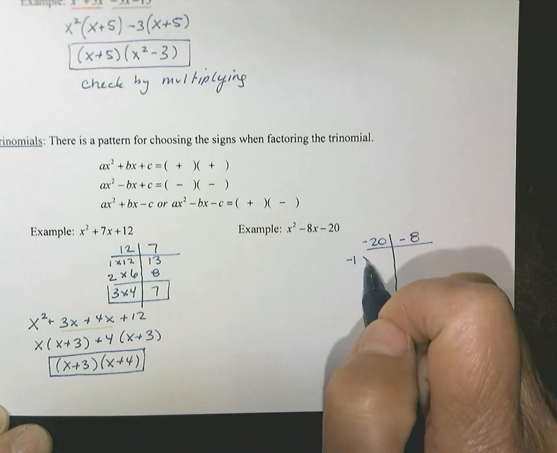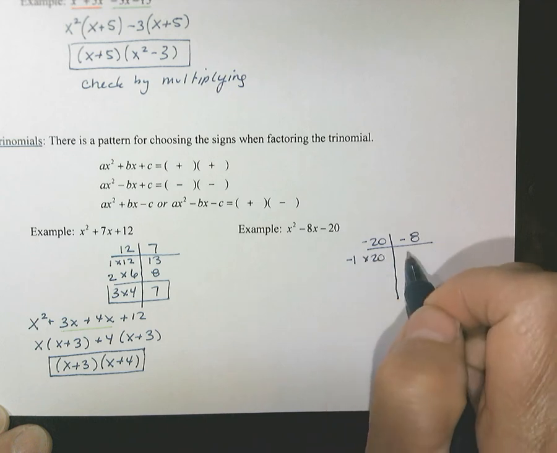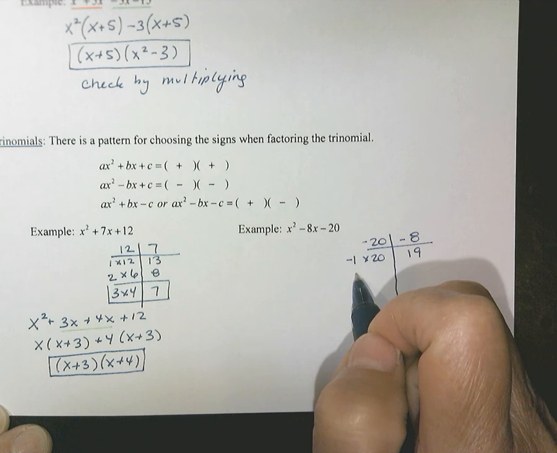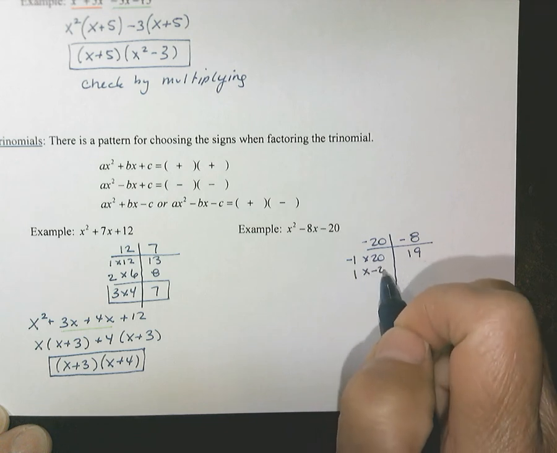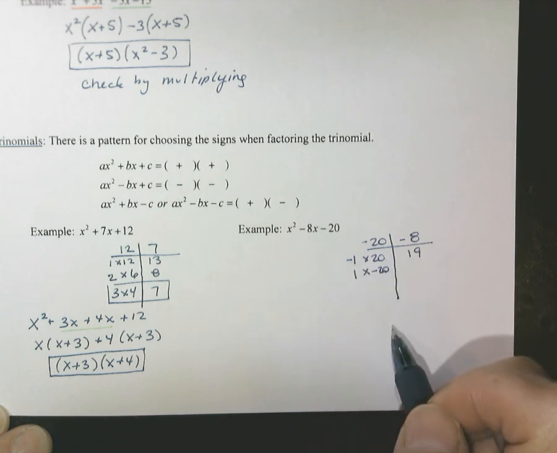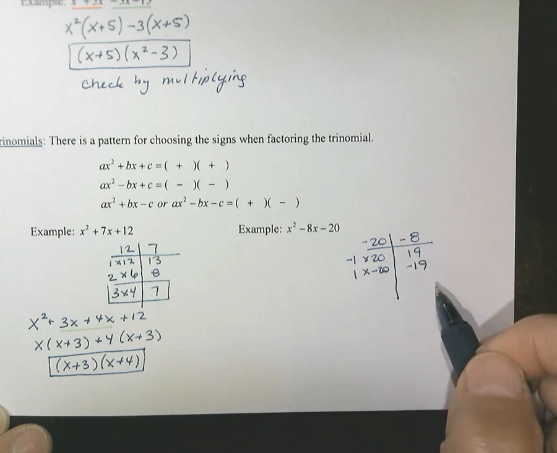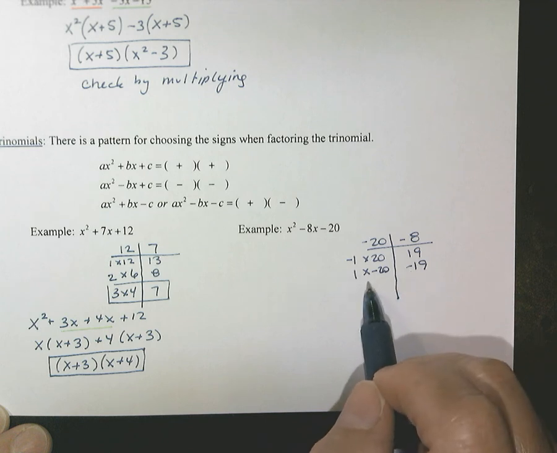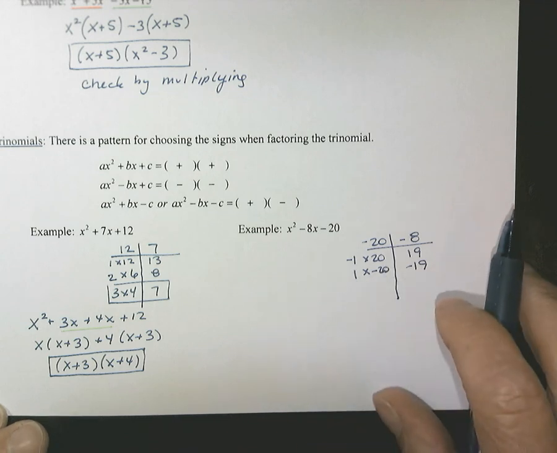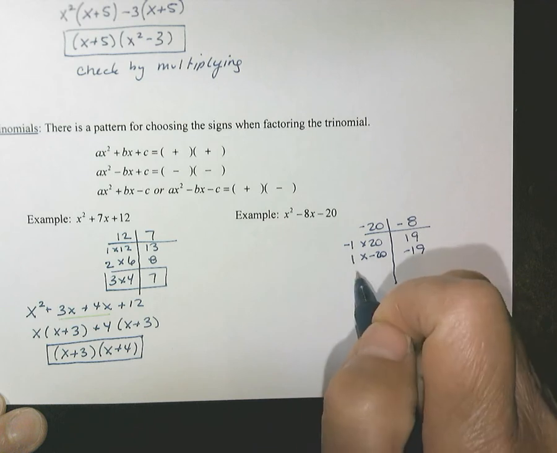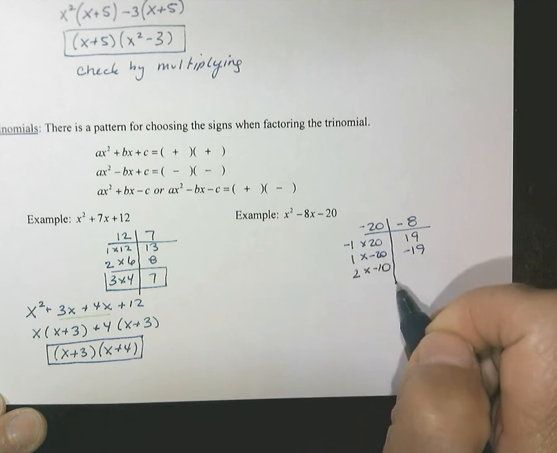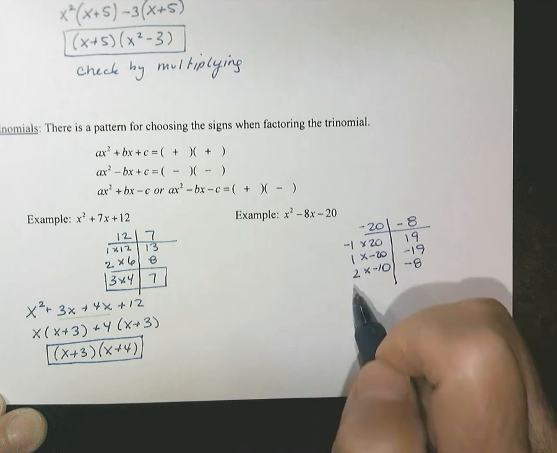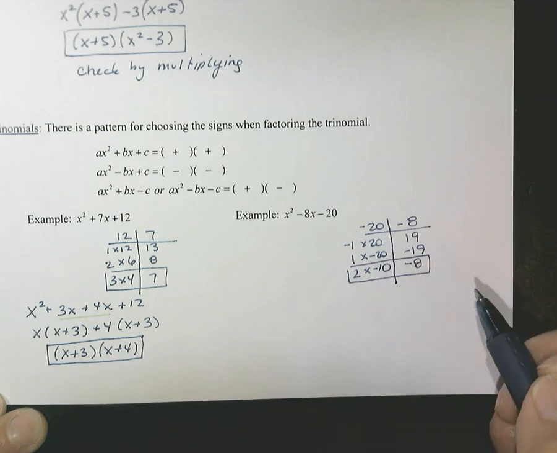So I could have a negative 1 times a positive 20, but that adds up to 19. So I could try a positive 1 times a negative 20. They multiply to make negative 20, they're going to add up to negative 19. Well, now I can kind of see, I know I want a negative number here. So when I do my positives and my negatives, I want the larger number to have the negative. So I'm not even going to worry about going through all the factors. I'm going to shorten it up some. So I could have a positive 2 times a negative 10. Oh, there's my negative 8. I didn't have to go too far at all.